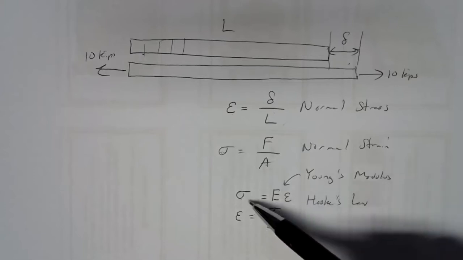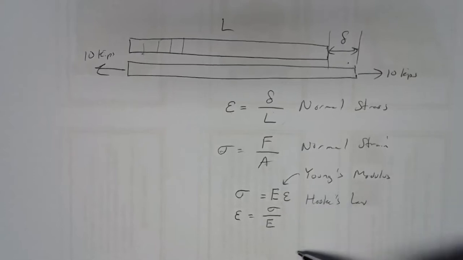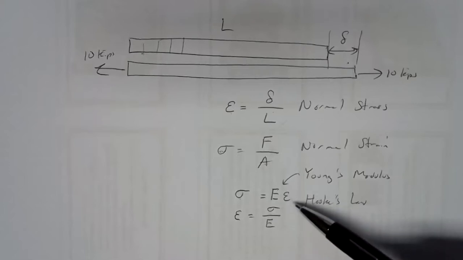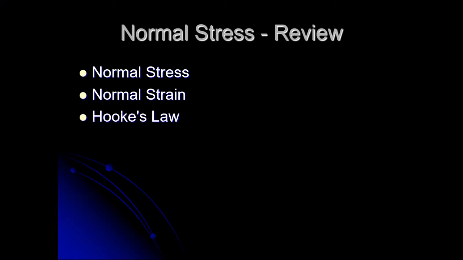Hooke's law says we can pull on this as hard as we ever want to, and it'll just strain a proportional amount. But in reality, we know we pull on things too hard, they eventually break. So there's got to be a limit somewhere. There's a physical limit somewhere. And we'll take a look at that on Monday night. So that's a little bit of review on normal stresses and normal strains and Hooke's law, the modulus of elasticity.